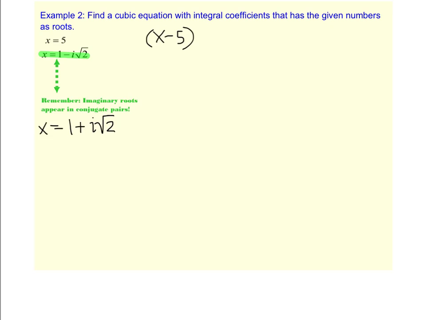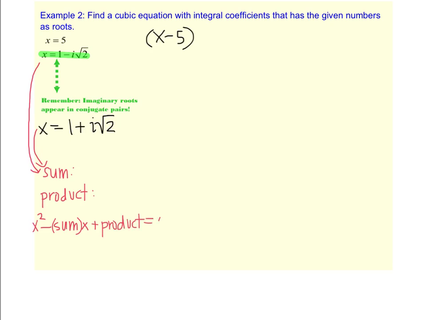So if you remember back in chapter 7, we learned another quick little method for writing a quadratic given two roots like this. Remember, if we find the sum and the product, then we can write an equation: x squared minus the sum times x, and then plus the product. So that's what I'm going to do to get a quadratic for these two terms.